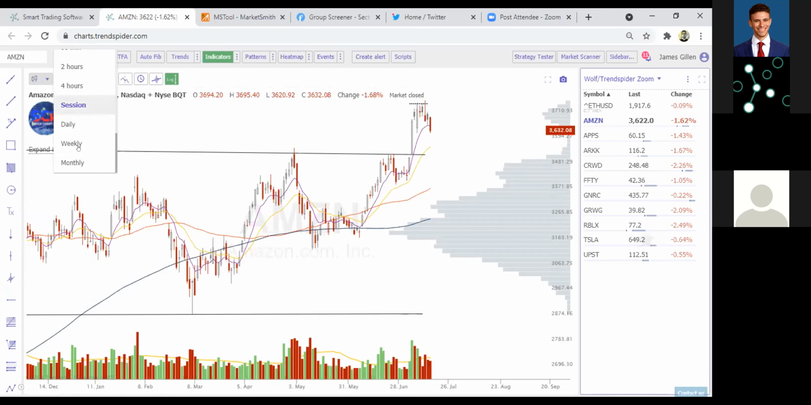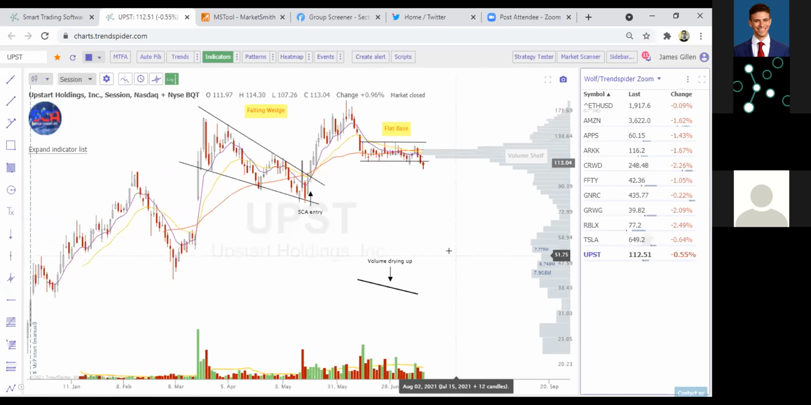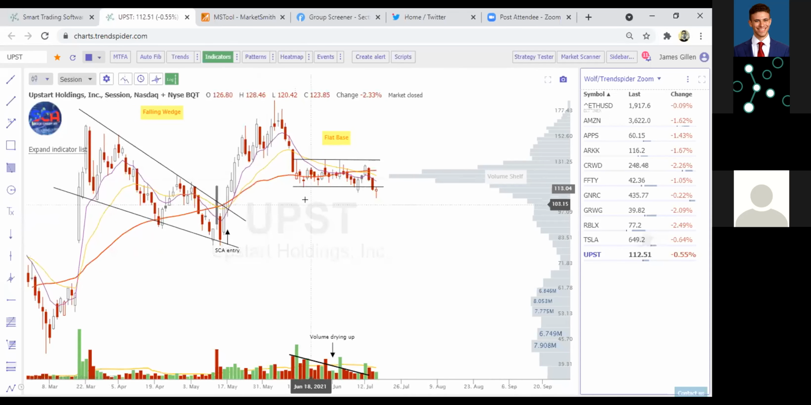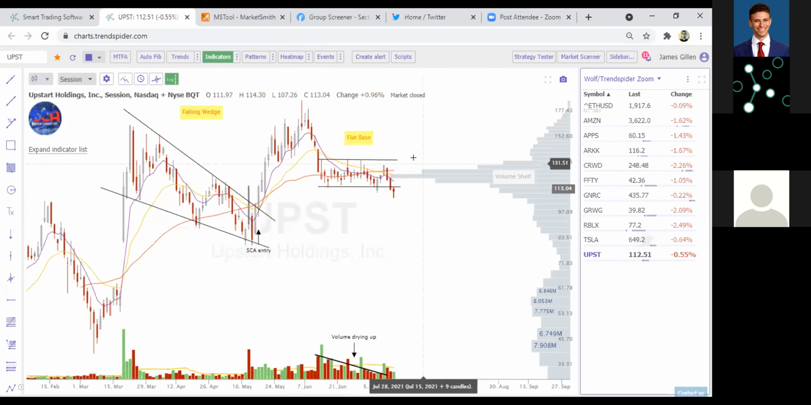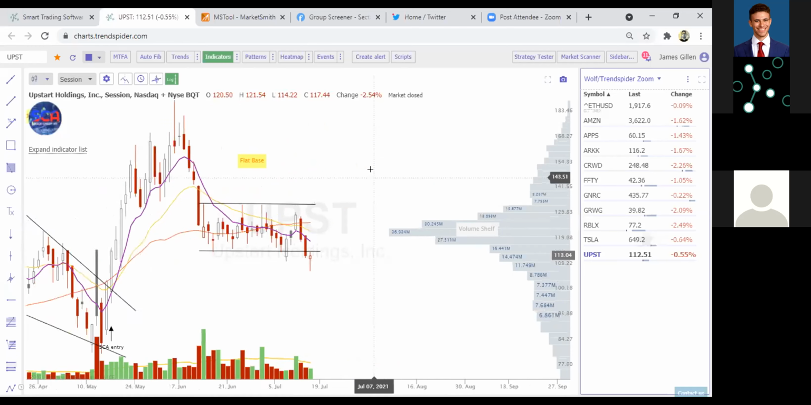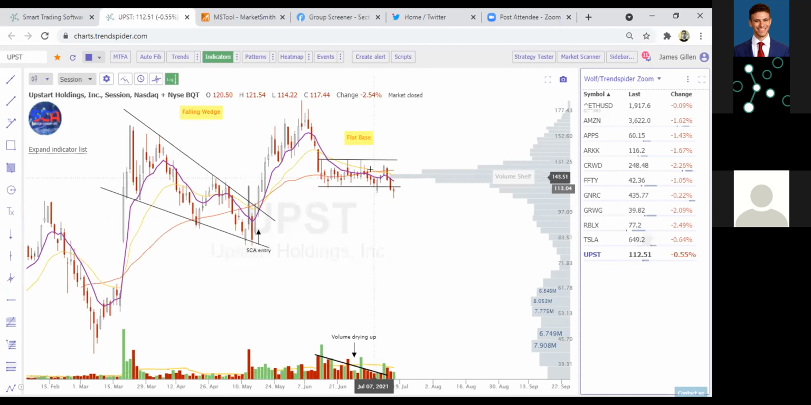Hey, James, real quick on Upstart right there. Based on what you were showing where it broke through, would you sell currently if you were holding a position? If I was still holding a position? Yeah. It truly depends on your risk tolerance, the type of trader that you are, and how long you're planning on holding the stock. But the fact that it's breaking out of this flat base and breaking through this volume shelf over here, I would definitely be cautious.